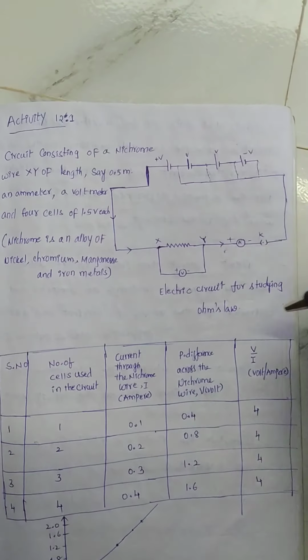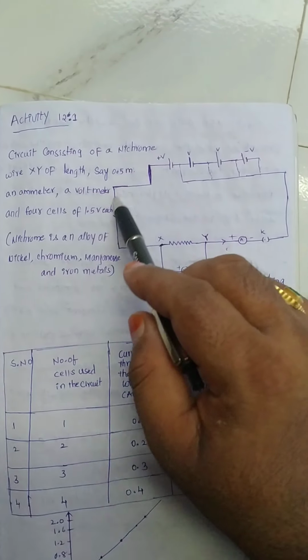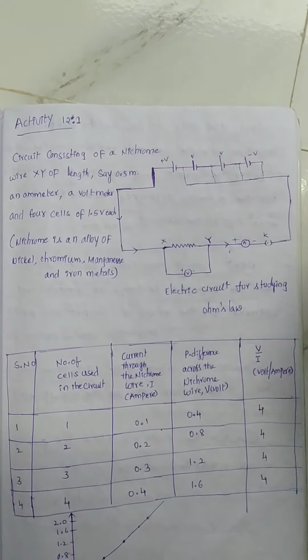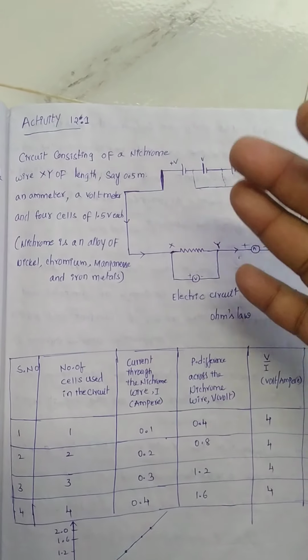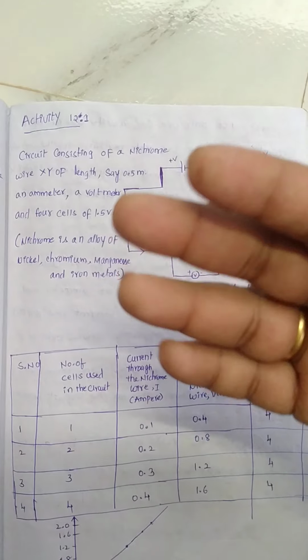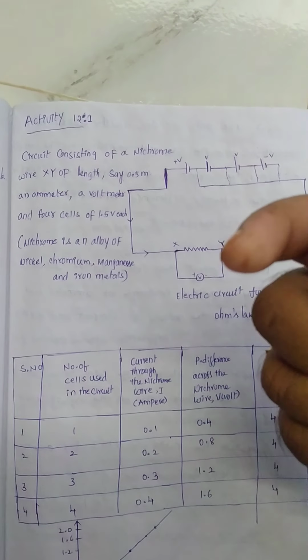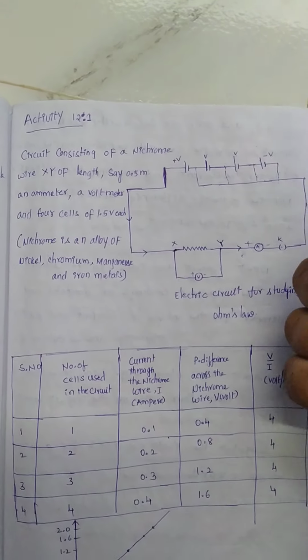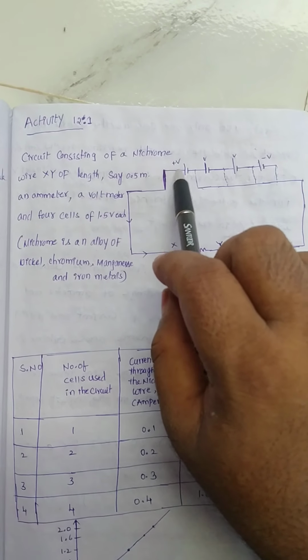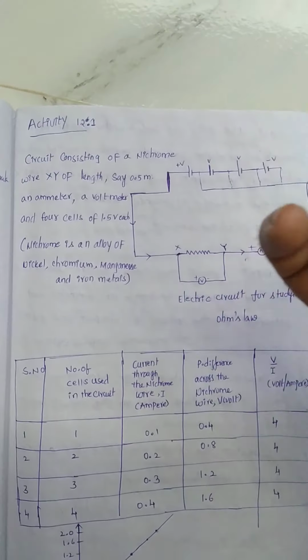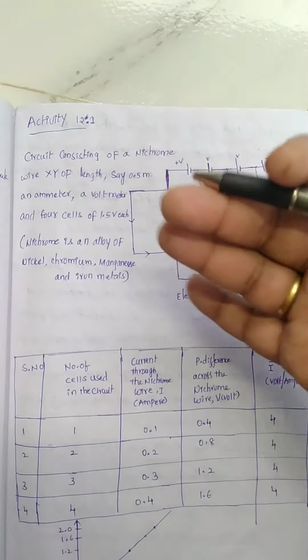Here the circuit consists of a nichrome wire. Nichrome is nothing but an alloy. An alloy is a combination of metals. Nichrome is not only one metal, it is a combination of metals, so we call nichrome an alloy. The length is 0.5 meter, with an ammeter, a voltmeter, and 4 cells of 1.5 volt each. Here we take 1.5 volt for each cell, or else we can take less or more also.